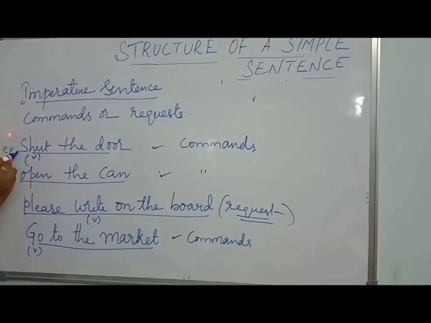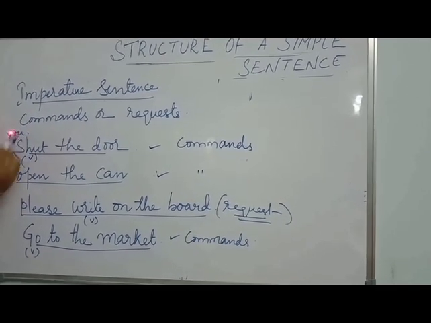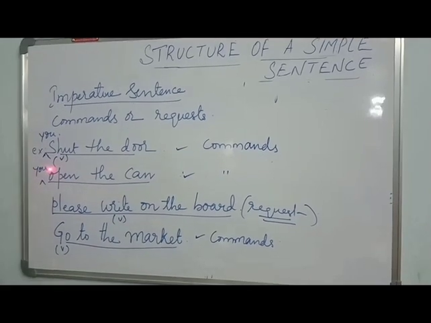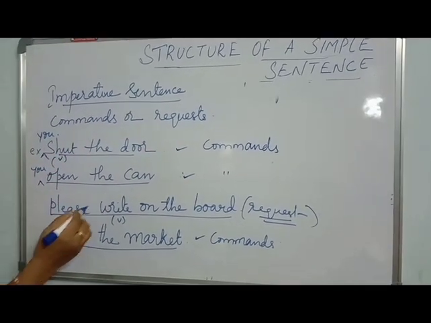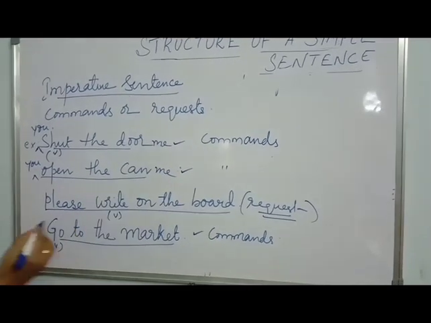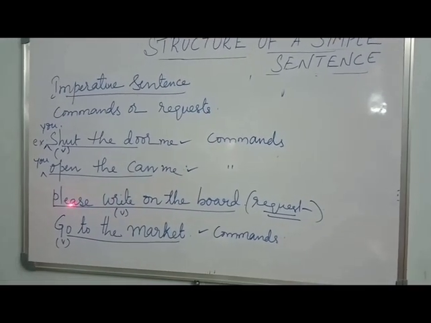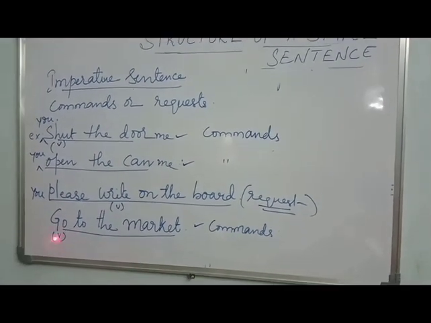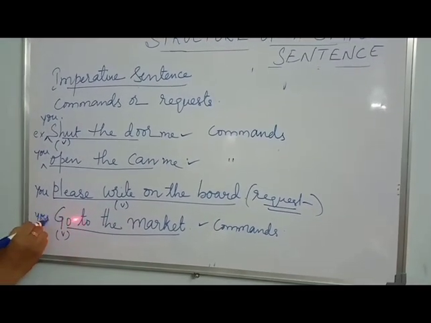You shut the door. You open the can. You open the can for me. You shut the door for me. That is the complete sentence. And in the third sentence, you please write on the board. And the fourth sentence again, you go to the market.